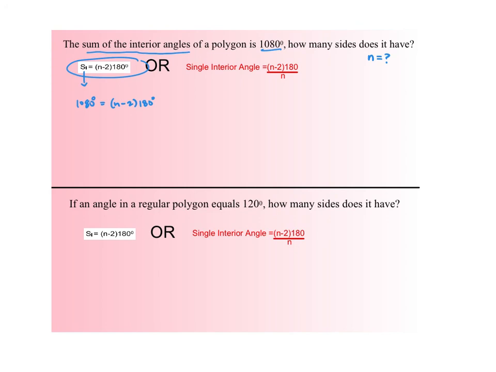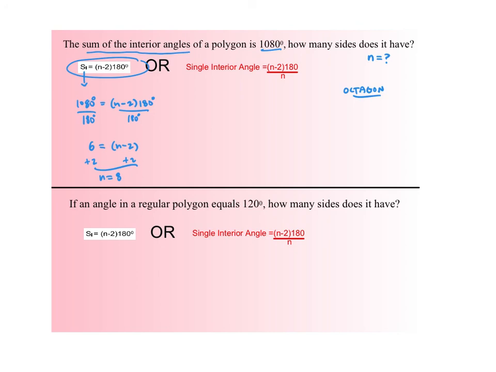A couple different ways you can do this. The first thing I would do is probably choose to divide by 180 on both sides. And when I divide 1080 by 180, I get 6 equals n minus 2. Now to solve for n, I just add 2 to both sides. And it looks like n equals 8. So it looks like our shape was an octagon.